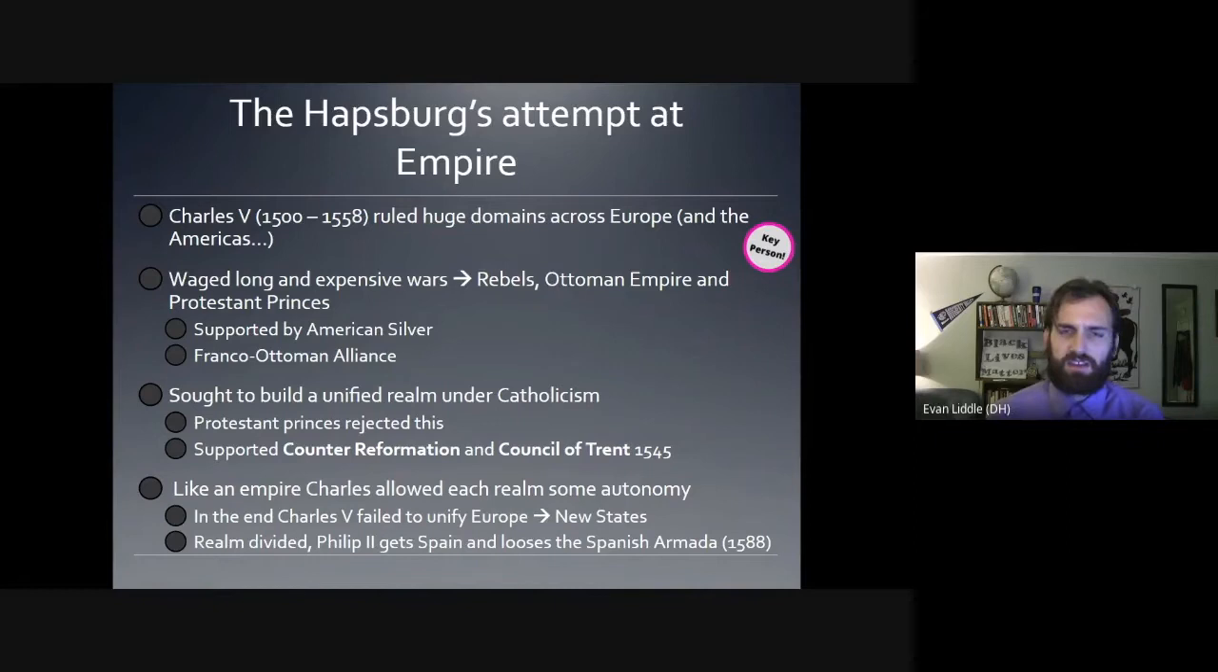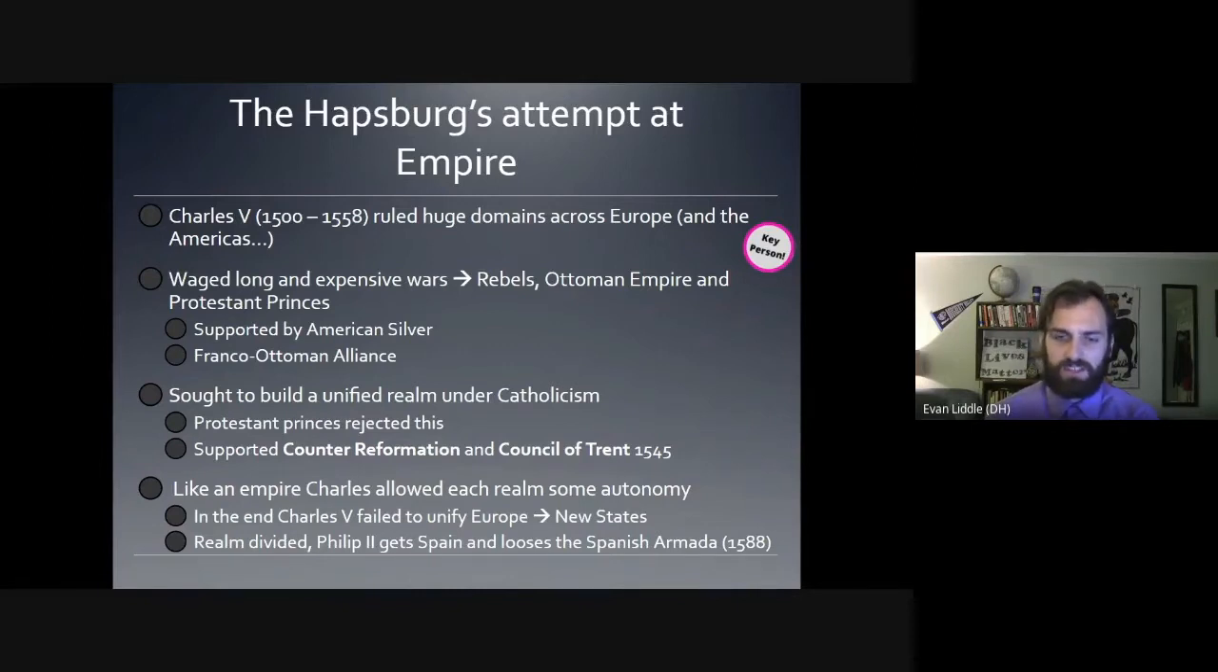But in the end, he just was not able to effectively crush Protestantism or drive off the Ottomans, and his successors would lose control of the Netherlands. And so his failure eventually led to the creation of what we call the new states in Europe. And in the end, he divided his realm into two, giving one to his son and one to his cousin.